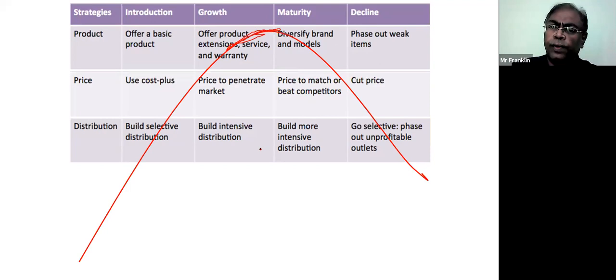Then later on, when it's growing, you have more intensive distribution. Here you build more intensive and then you go selective again, because now certain areas are not profitable. So you cut down distributors, don't sell everywhere, you bring down the price. So that's the strategy that companies have applied, right?